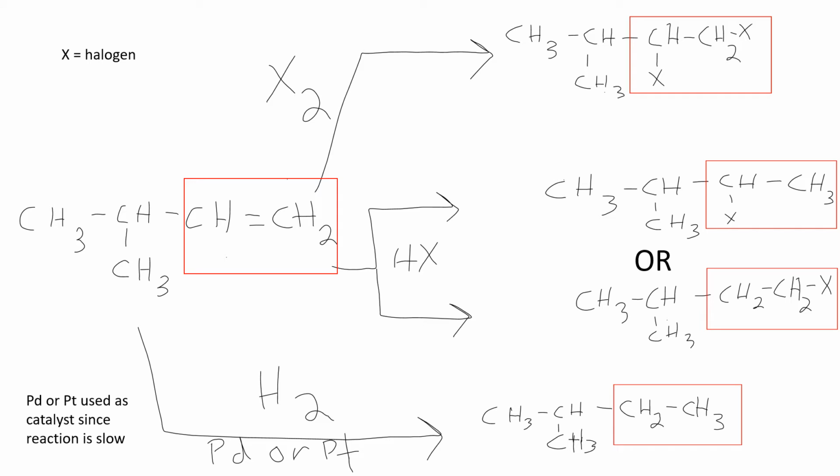So we want to look and see, okay, what are the changes that are going to be taking place? Well, the first change that we said was going to take place was we were going to add two things to the carbons of the carbon-carbon double bond. So we're adding two things in. Let's see that in this reaction.